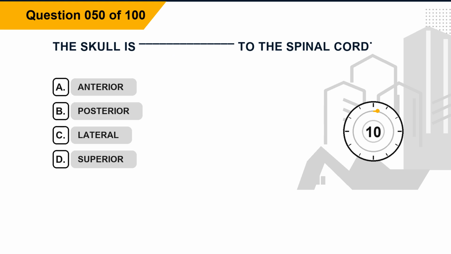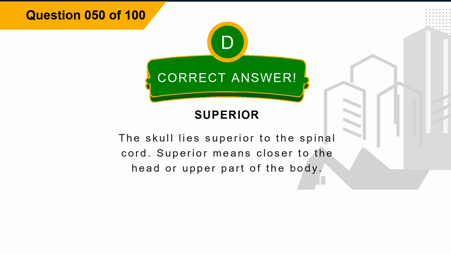Question 50. The skull is blank to the spinal cord. Option A, anterior. Option B, posterior. Option C, lateral. Option D, superior. The correct answer is option D, superior. Explanation. The skull lies superior to the spinal cord. Superior means closer to the head or upper part of the body.